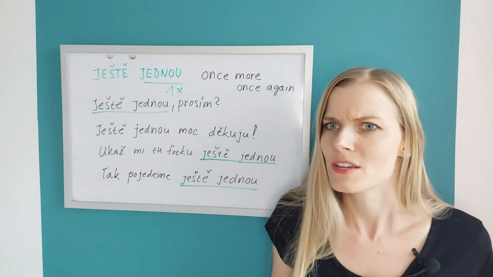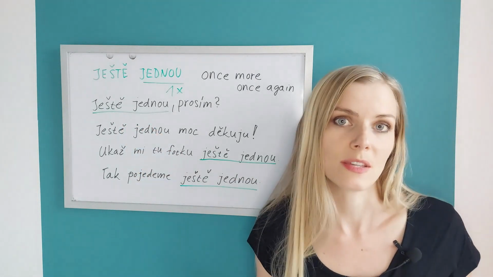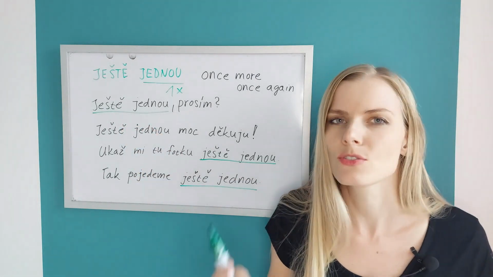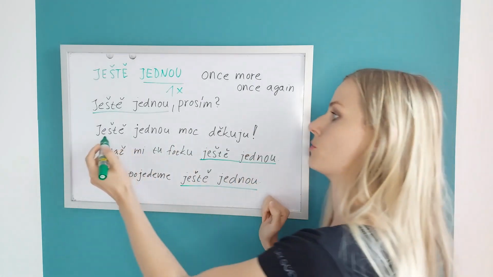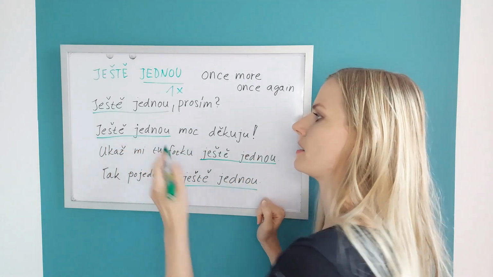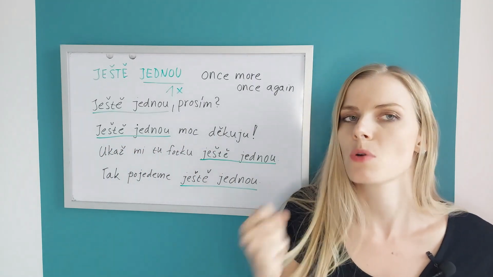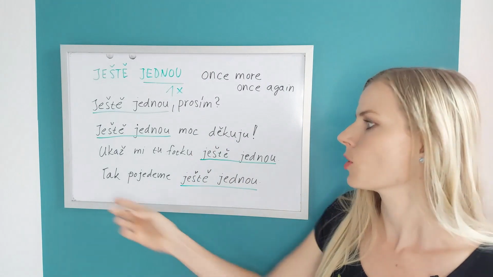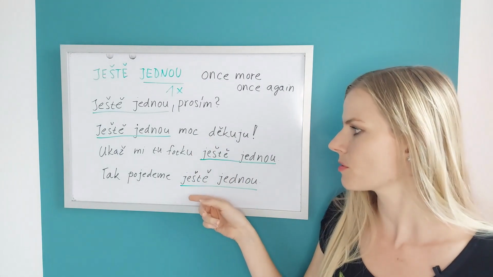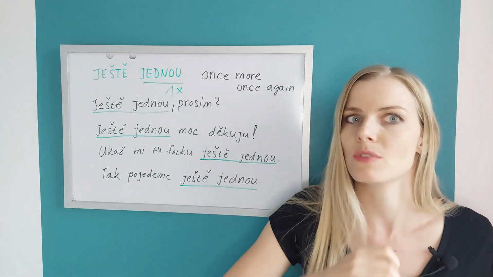And on the contrary, you want to use ještě jednou when something was so good that it needs to be said again or repeated again. Ještě jednou moc děkuju. Thank you once again. This was so good, so helpful. I have to say this one more time that I am grateful. Or, as the example with the roller coaster, this was so much fun, we have to ride again.